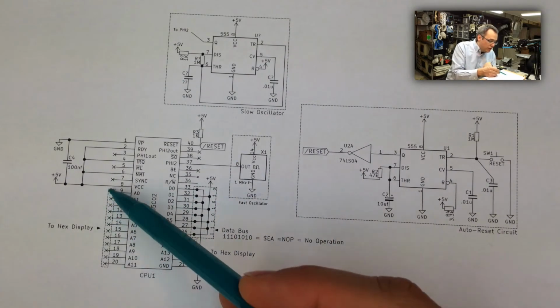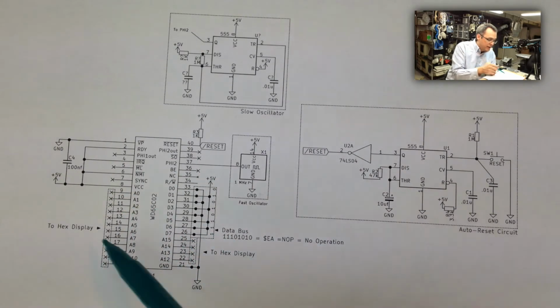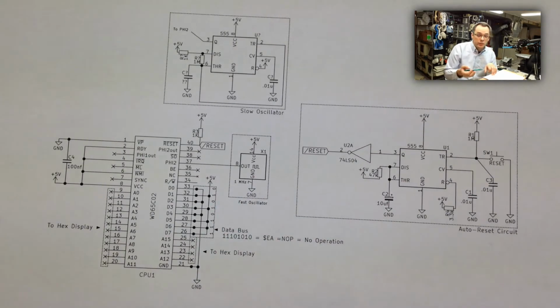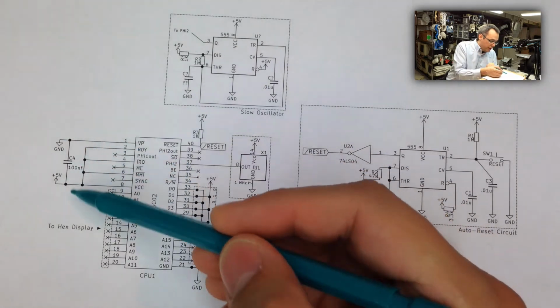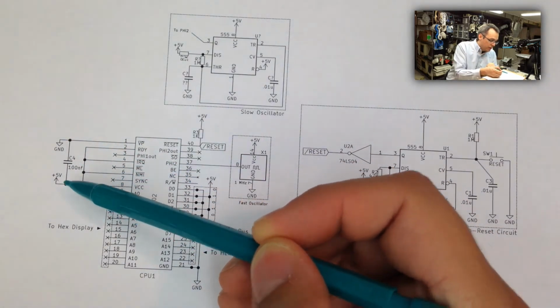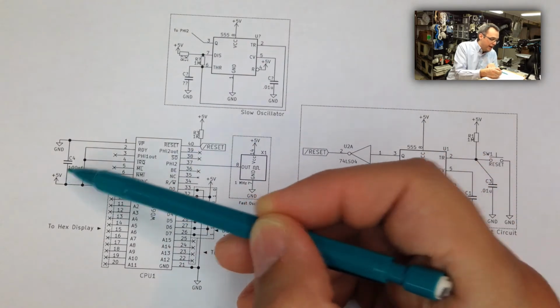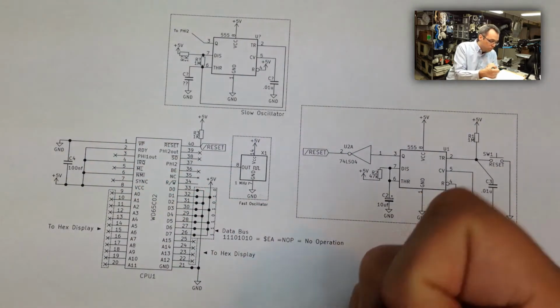We got our address lines going out to our hexadecimal display. And of course, we also have the data lines going to the hexadecimal display as well. That's just not shown here in the schematic. Over here, we can see our decoupling capacitor, and we can see the ready, IRQ, NMI, and VCC lines pulled high, and our ground line pulled low as it should be.